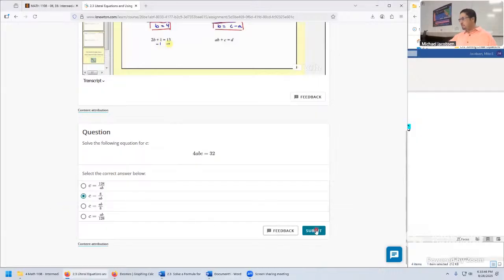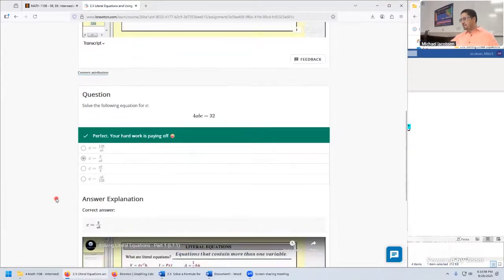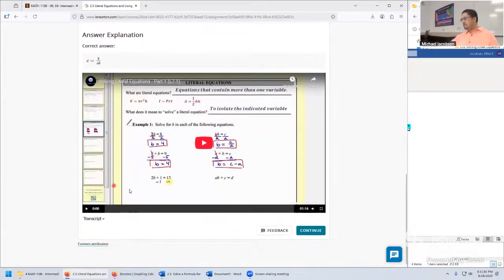Click on that, hit submit. This is the moment of truth. Maybe I made a mistake, we'll find out. And it said, perfect, your hard work is paying off. They get a little silly here with the emote icons and all that kind of stuff. Correct answer is C equals 8 divided by AB. And all we need to do now is just click on continue.